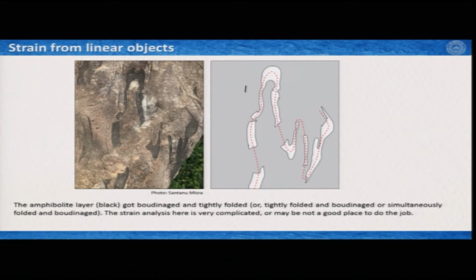Here in this case, again this is an amphibolite layer. I made a sketch of this amphibolite layer on the other side. So here the white one is your amphibolite layer, which got budinaged and folded. We are not going to discuss which one happened first or whether they happened simultaneously, but if you would like to do linear strain measurement, you can also see that in some parts this layer got thickened, in some parts the layer got thinned. So measuring linear strain out of these types of budinaged and folded objects is not that much recommended unless you have some other clues from somewhere else.